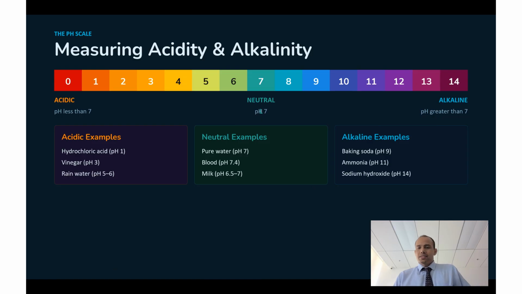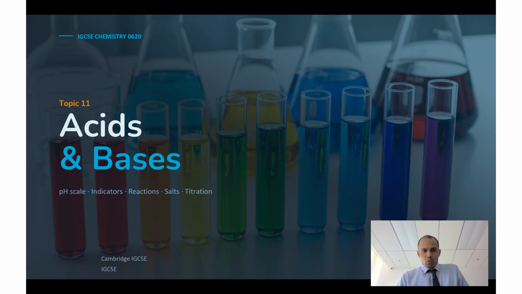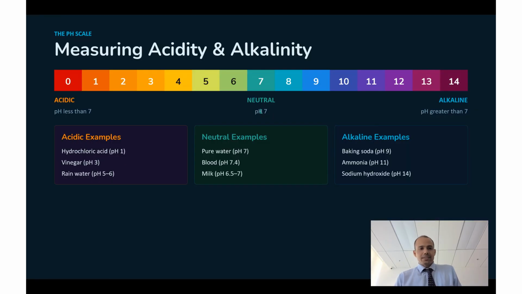Measuring acidity and alkalinity. As you can check, acids have a pH less than 7, for example hydrochloric acid, vinegar, or rainwater. Neutral solutions have a pH of exactly 7, for example pure water, blood, or milk. Alkaline solutions have a pH greater than 7, for example baking soda, ammonia, and sodium hydroxide.